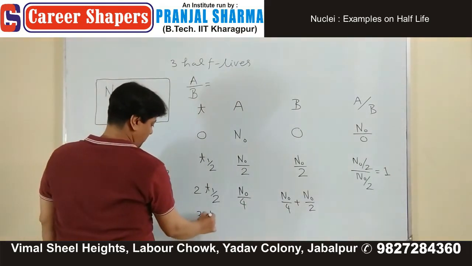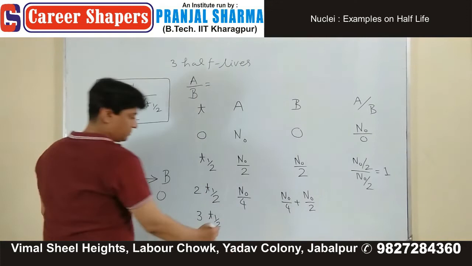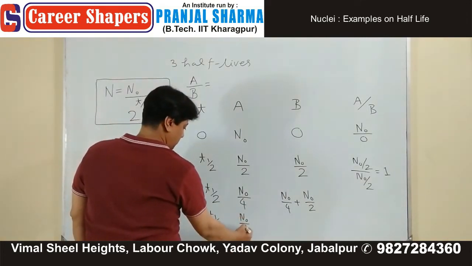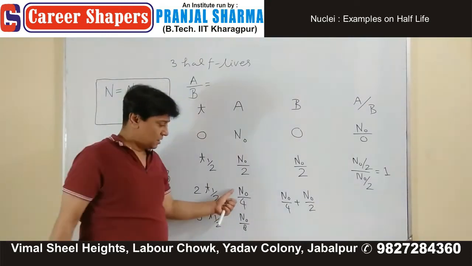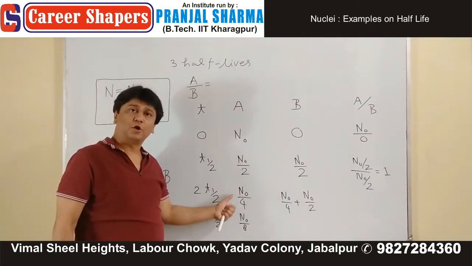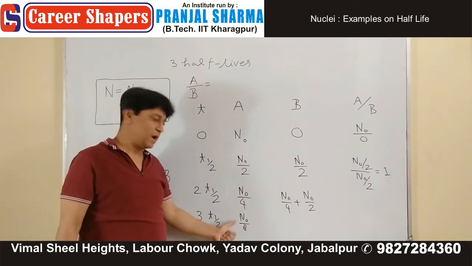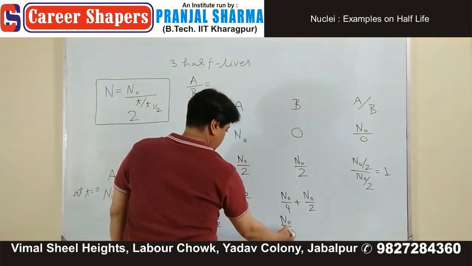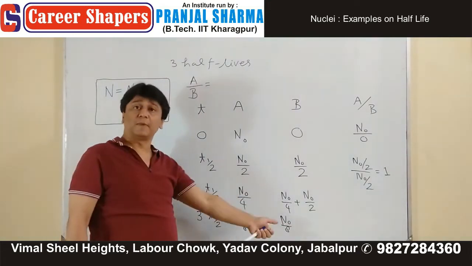After 3 half-lives, this becomes N naught by 8. These are N naught by 4. Become what? N naught by 8. This is your N naught by 8. Other N naught by 8.